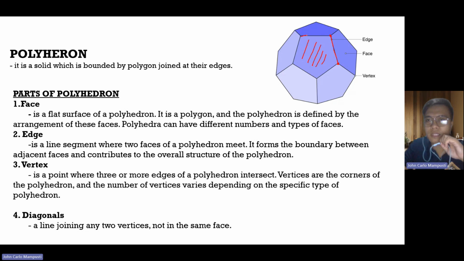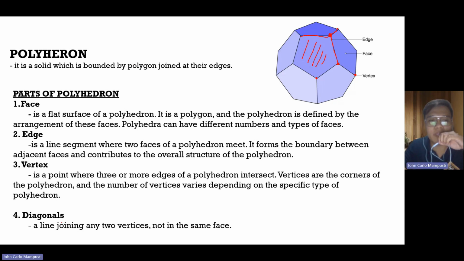Okay? So ito din, edges din yan, and also this one is edge. Next one, na-discuss naman na natin yung edges or edge, meron din tayong vertex. So this is a point where three or more edges of the polyhedron intersect. Now, yung edge natin dito, edge na to at edge na to, nag-meet siya sa common point. So therefore, this is called your vertex. Ito yung mga vertex ng ating polyhedron.